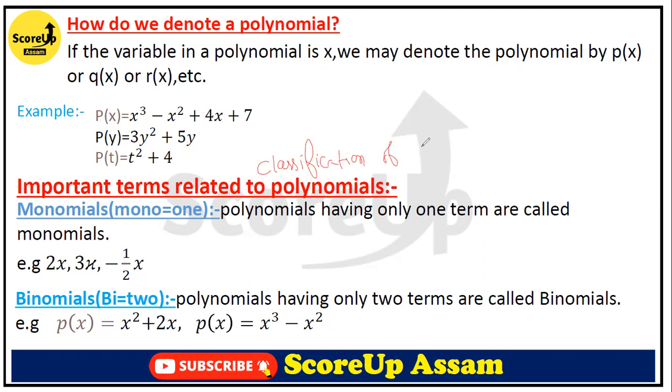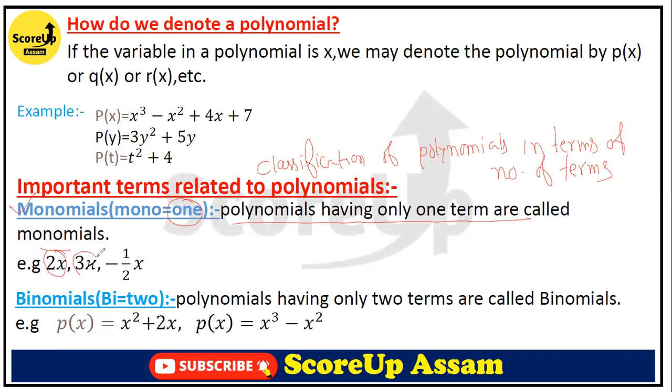Classification of polynomials in terms of number of terms. Monomial: polynomials having only one term are called monomials. See, twice x is one term, thrice x is one term. So these are examples of monomials.